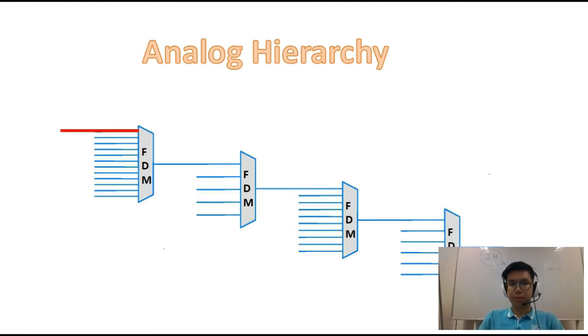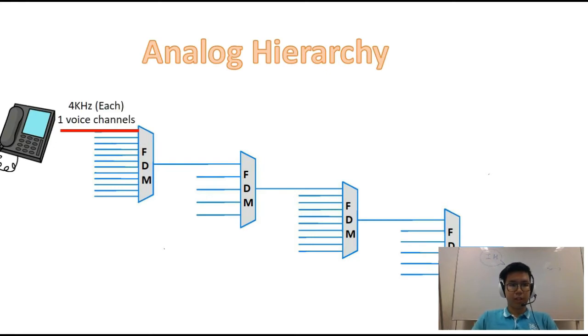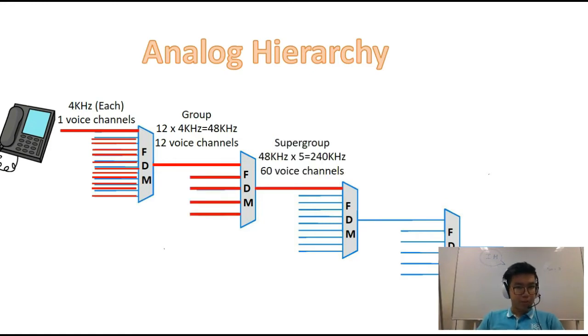First, the red one represents a single voice channel produced by the phone, which is 4 kilohertz each. So the first multiplexer will multiplex 12 channels and make them become a group. A group consists of 12 voice channels, and it is 48 kilohertz. When it comes to the second multiplexer, it will multiplex 5 groups, so each total is 240 kilohertz and consists of 60 voice channels.